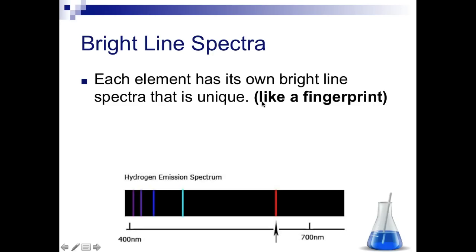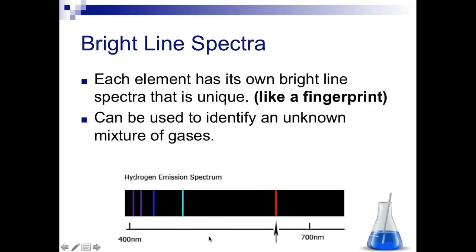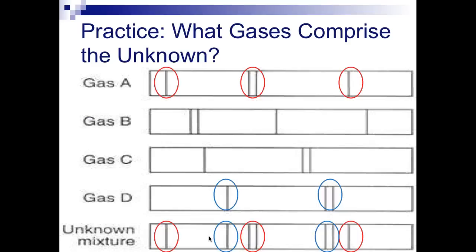So our bright line spectra are kind of like a fingerprint. Each element on the periodic table has its own bright line spectrum that is unique. So nobody else on that periodic table has a spectra that looks like hydrogen's. Hydrogen's is specific, and we can use that to identify unknown mixtures of gases. This is how we figure out what stars are made of. When we look at how stars burn and the colors that they emit, that will tell us what elements are in those stars.